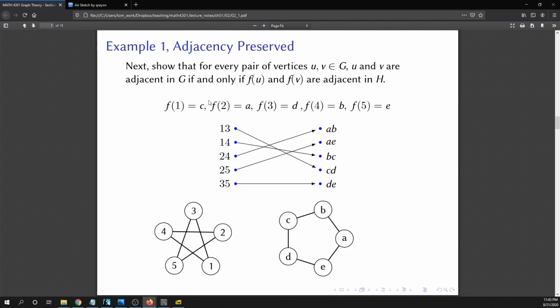So to show this part, one thing you can do, and this is just one way to do it, is list out all of the edges of the graph G over here. I'm just writing these edges as one element directly followed by the other vertex.